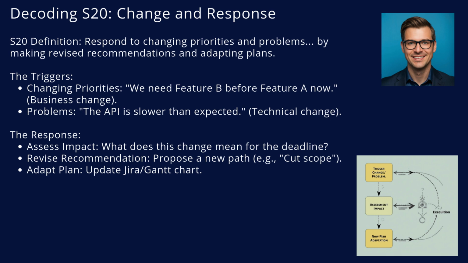First, you assess the impact. How much time will this cost us? Second, you revise your recommendation. You might say, to hit this new deadline, we must cut feature C. Third, you adapt the plan. You physically move the tickets in Jira. You change the schedule. You reprioritize.